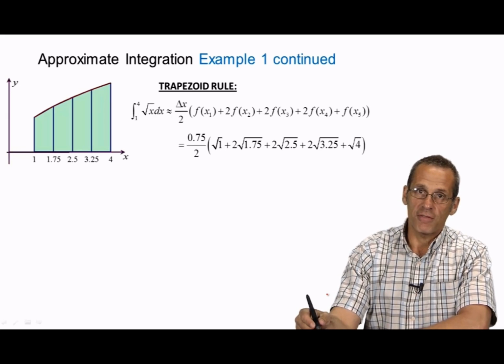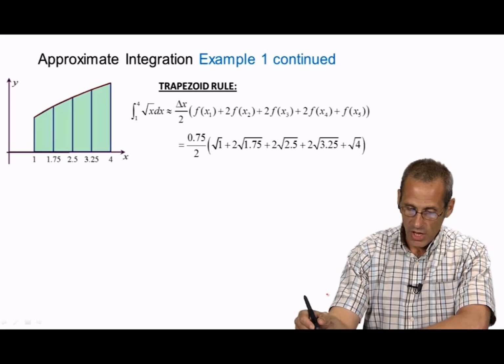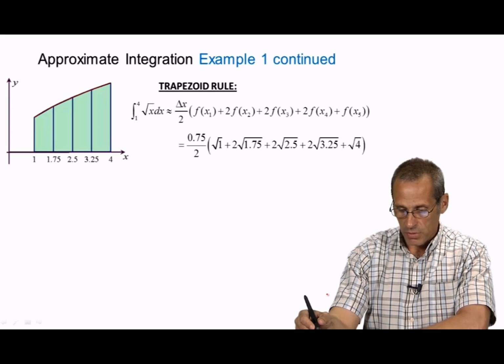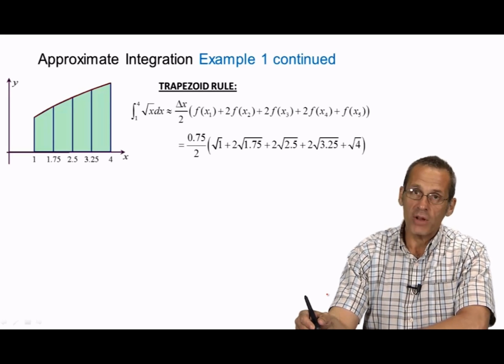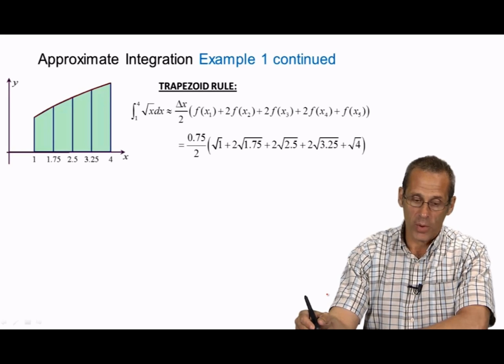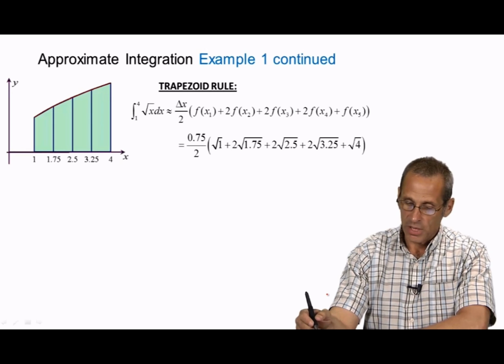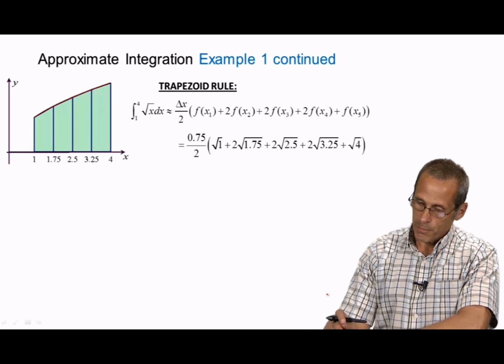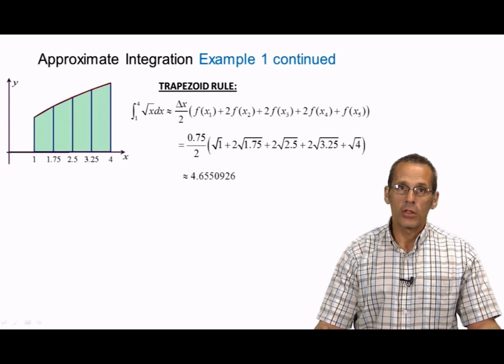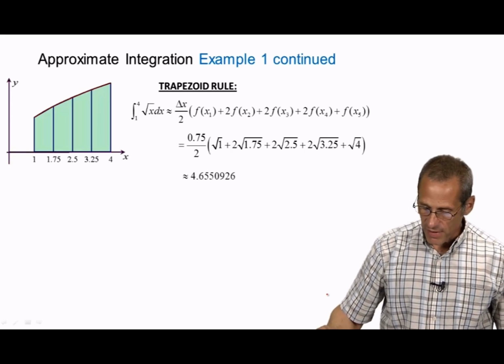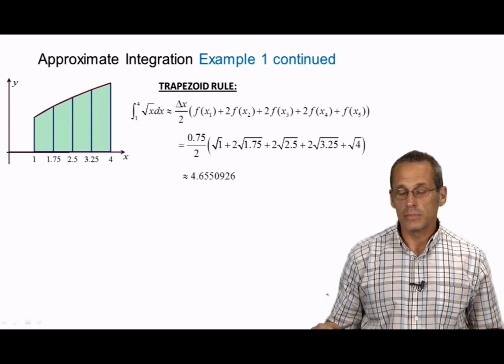Delta x is 0.75, delta x over 2 is 0.75 over 2, times the function evaluated at 1 plus twice the function evaluated at 1.75 plus twice the function evaluated at 2.5 plus twice the function evaluated at 3.25 plus the function evaluated at 4. The result, 4.6550926.